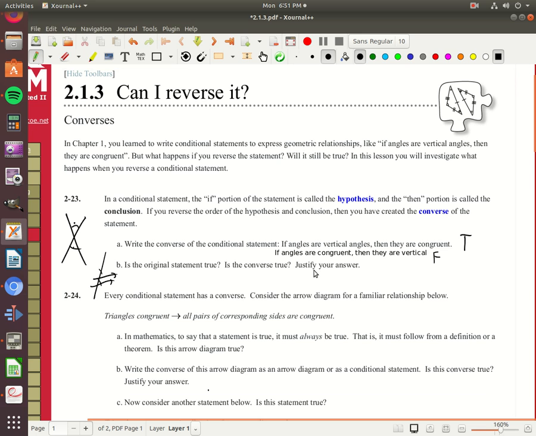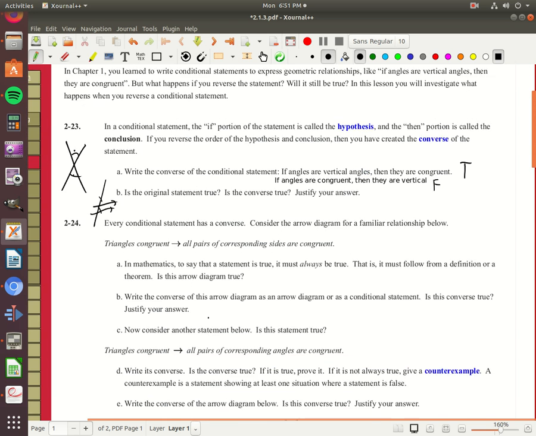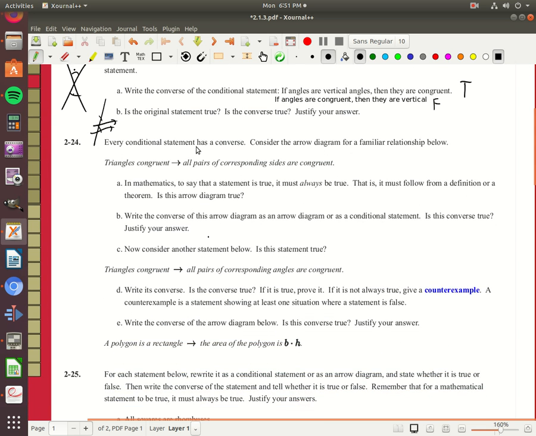Again, we can think of other angles that are congruent that are not vertical, right? If the angles are congruent, they might be corresponding, they might be alternate interior, they're not necessarily vertical. It says every conditional statement has a converse. Consider the arrow diagram for a familiar relationship below. If triangles are congruent, all pairs of corresponding sides are congruent. This becomes an if-then statement. These arrow diagram statements are conditional statements without the if and the then.